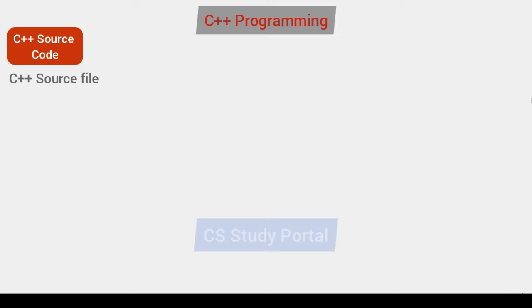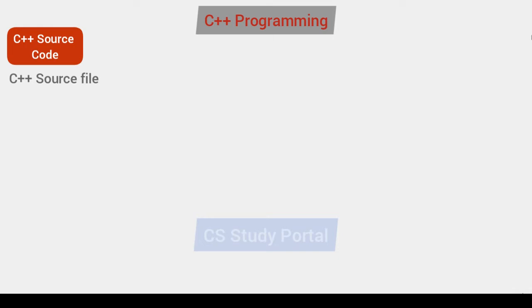Now, how can we differentiate a file containing the C++ source code from any other file? For example, a text file will have the .txt extension. Similarly, an mp3 file has the .mp3 extension and a PDF file has the .pdf extension. By looking at the file extension, we can say which file type the particular file is.